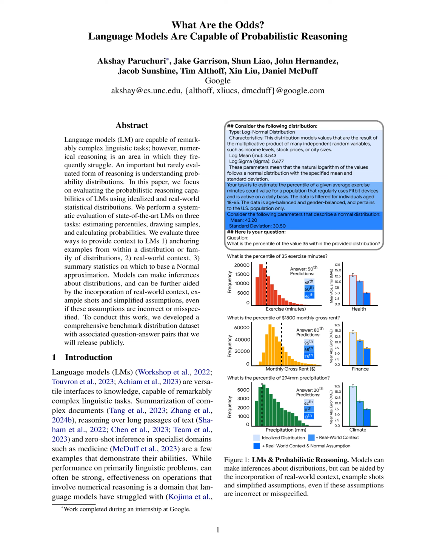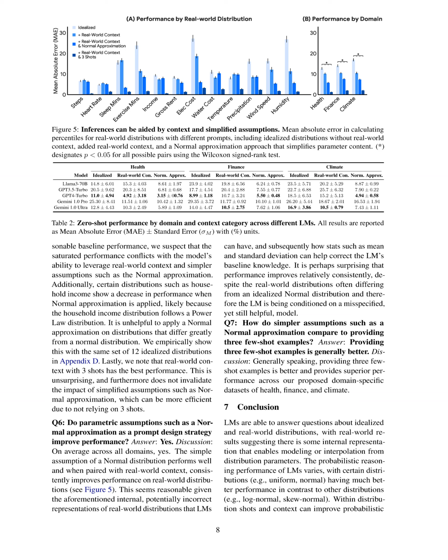The method also involves evaluating the impact of real-world context on LM probabilistic reasoning by exploring distributions from domains like health, finance, and climate. The performance of LMs is assessed in zero-shot settings across these real-world distributions, with prompts containing information about the data source, year, and any relevant filtering done.